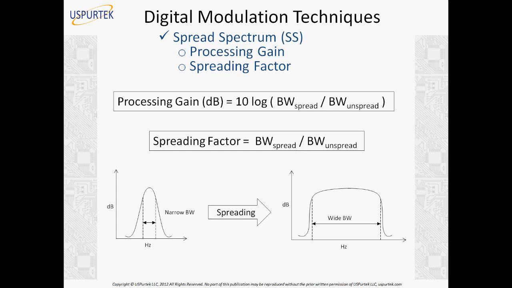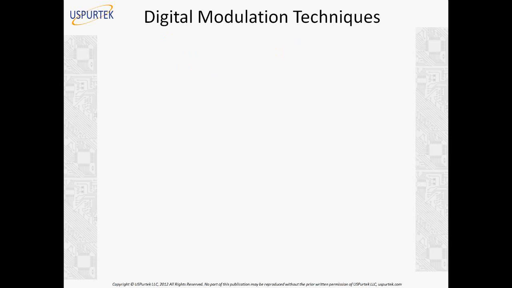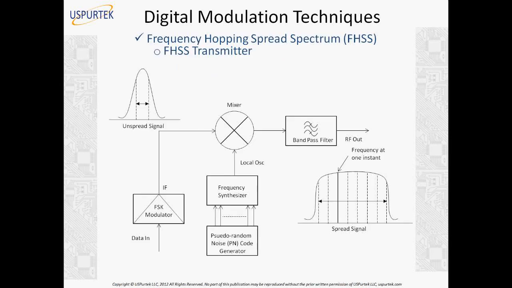Now in FHSS, the frequency hopping spread spectrum technique, we are actually hopping the frequency. In the unspread signal, we have a single narrow frequency here, but at the output you see we have a spread signal, which is very wideband. How do we achieve it? We just hop from one frequency to another. That is how we cover the whole band. So how do we do that? In the local oscillator, we have a frequency synthesizer and a PN code generator, which hops the frequency, which changes the frequency of the local oscillator. We have data coming in from a frequency shift keying modulator and the intermediate frequency, which is low down the IF, and then coming to the mixer here.